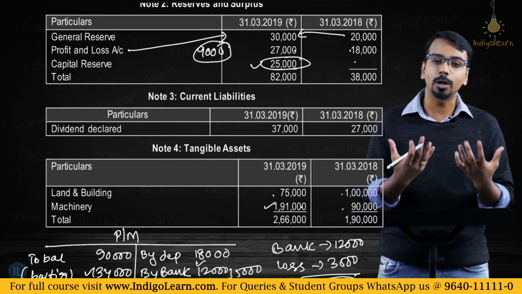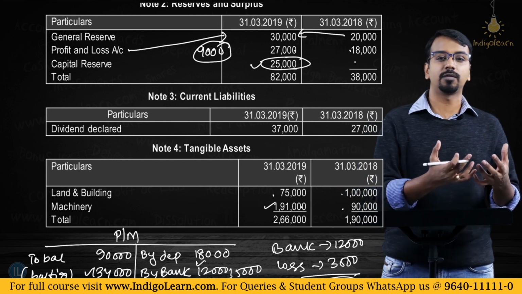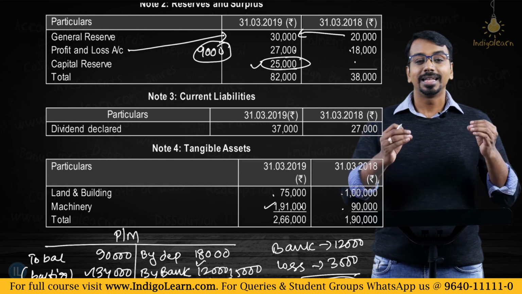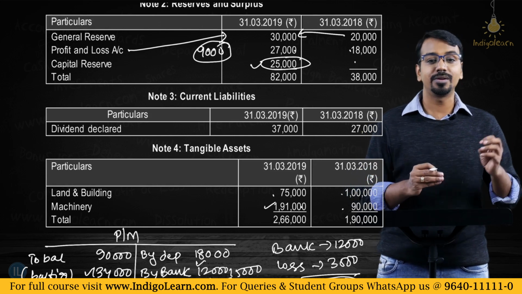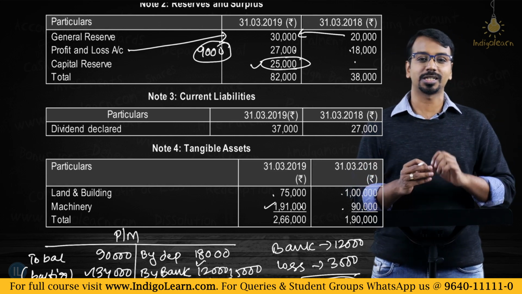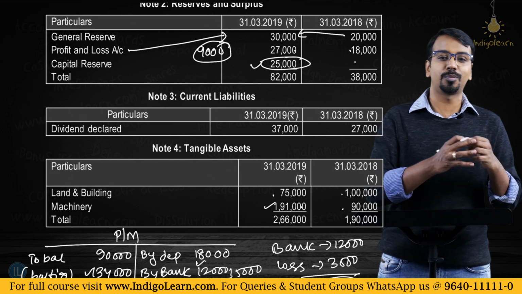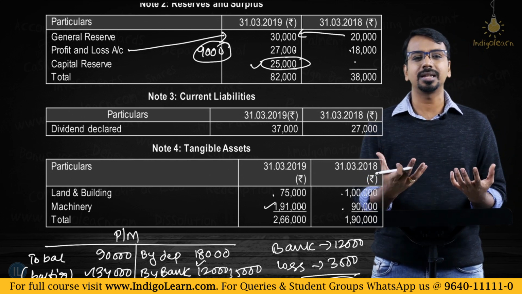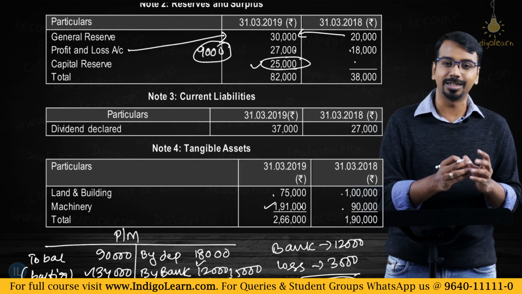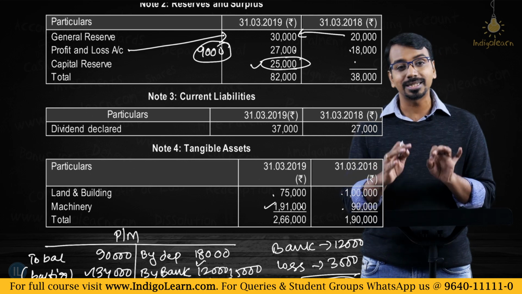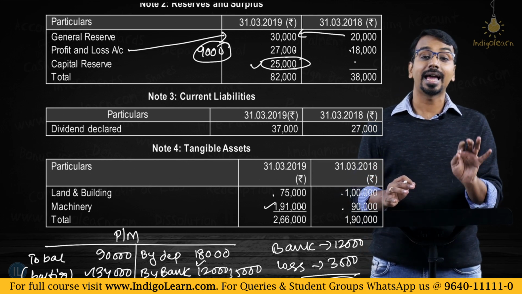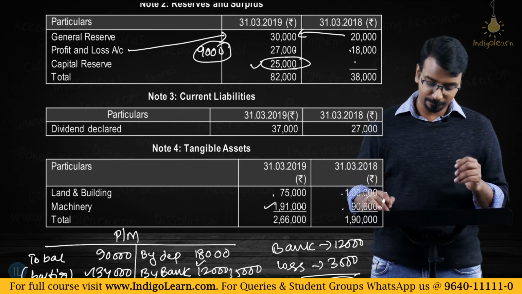Now why am I not bothered about what is the profit on sale of land? The reason is very simple. There is no profit on sale of land which has been taken to the profit and loss account, and because it is not captured in profit and loss account, I do not need that information to make any adjustment. So for me what is relevant is 50,000 of cash inflow, right?